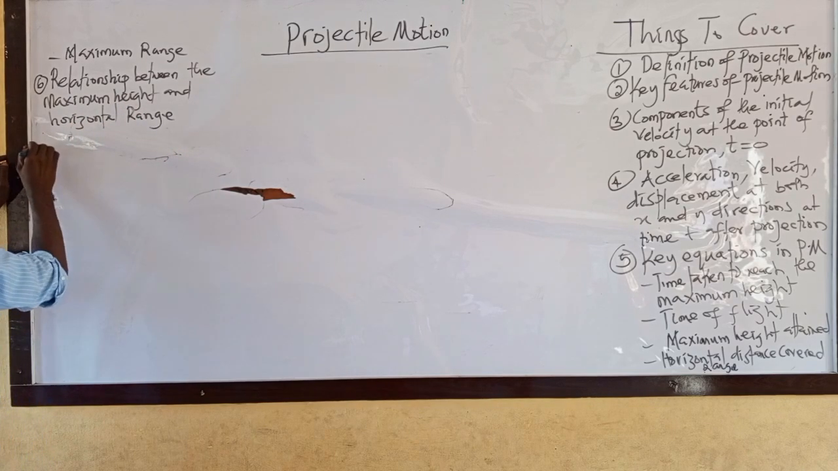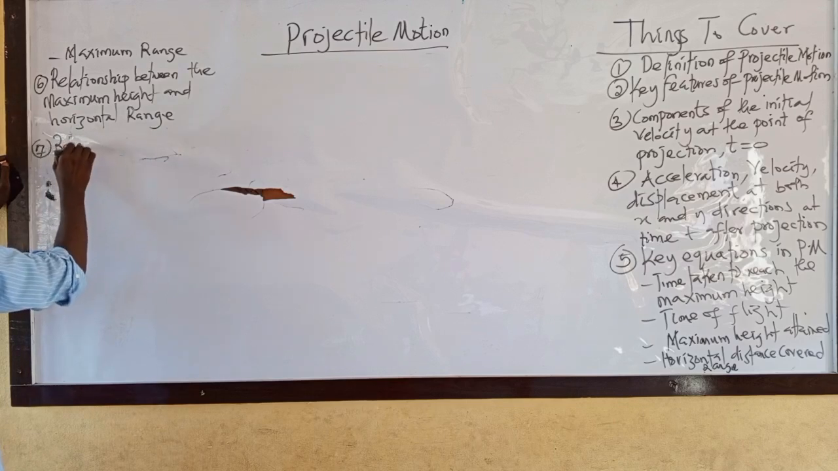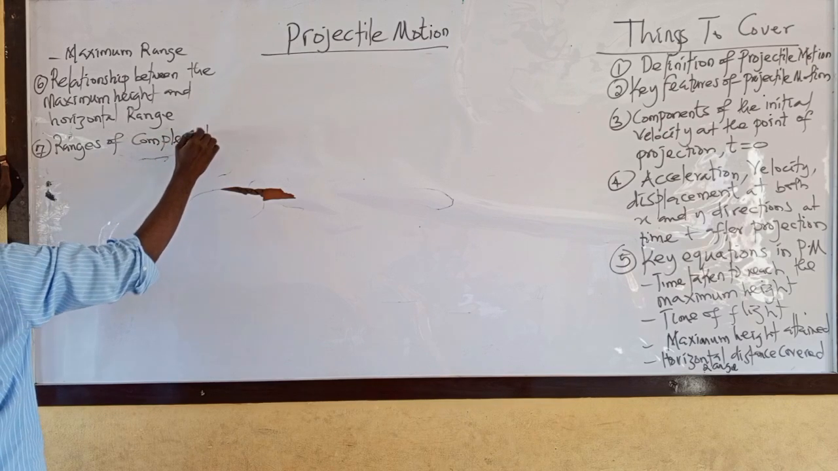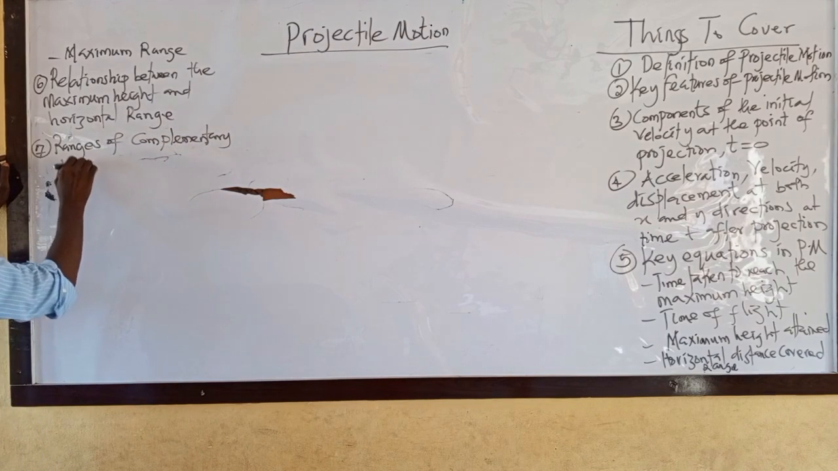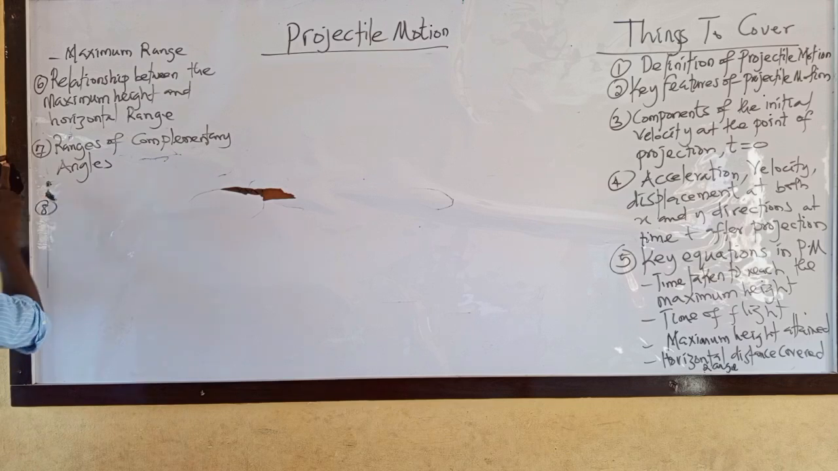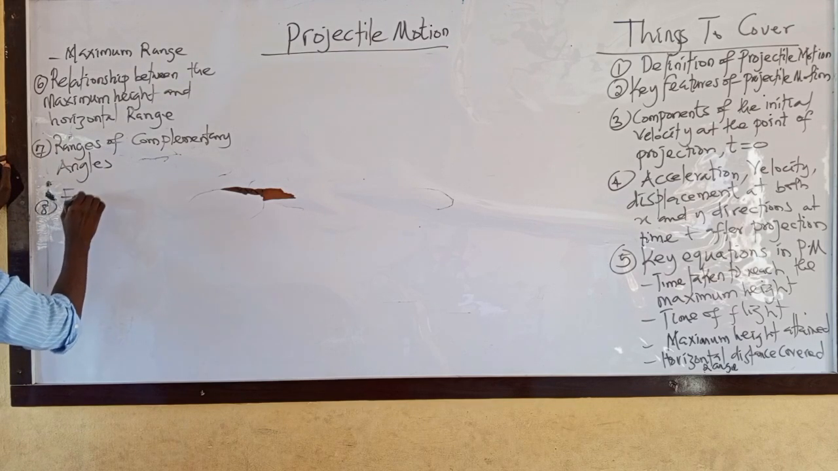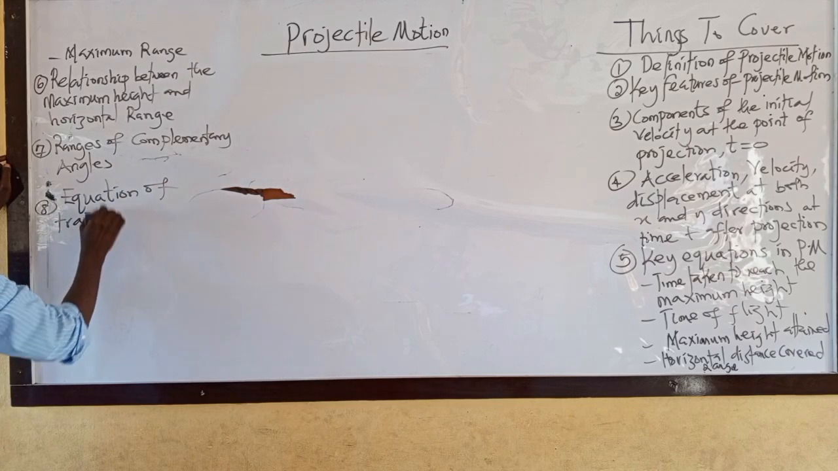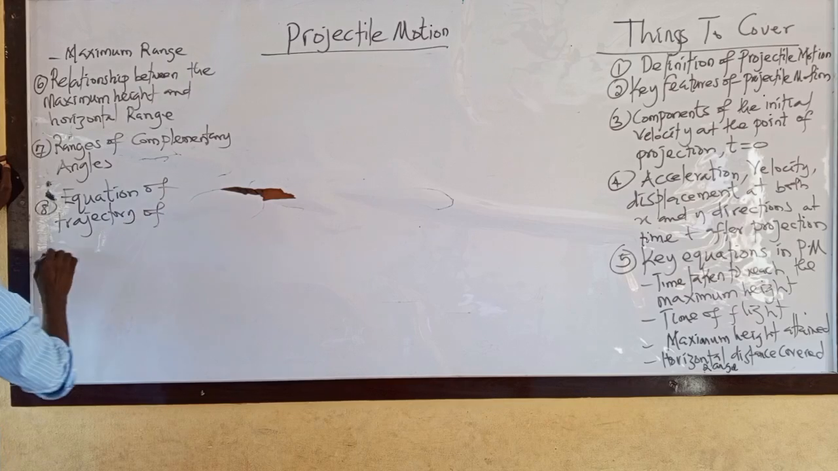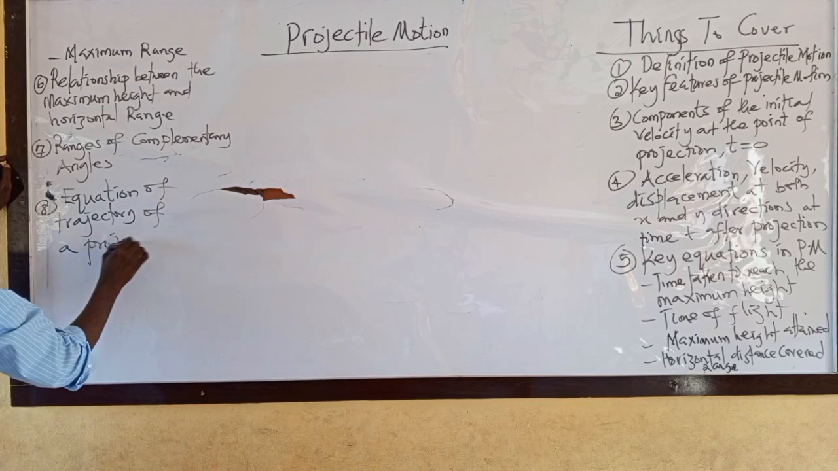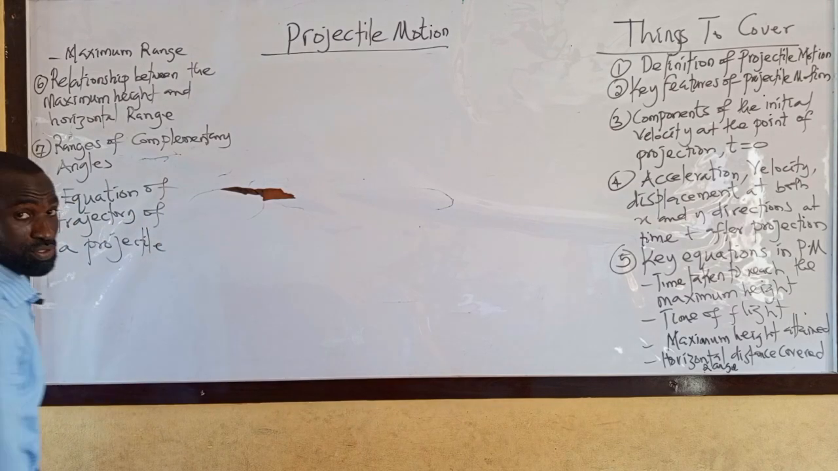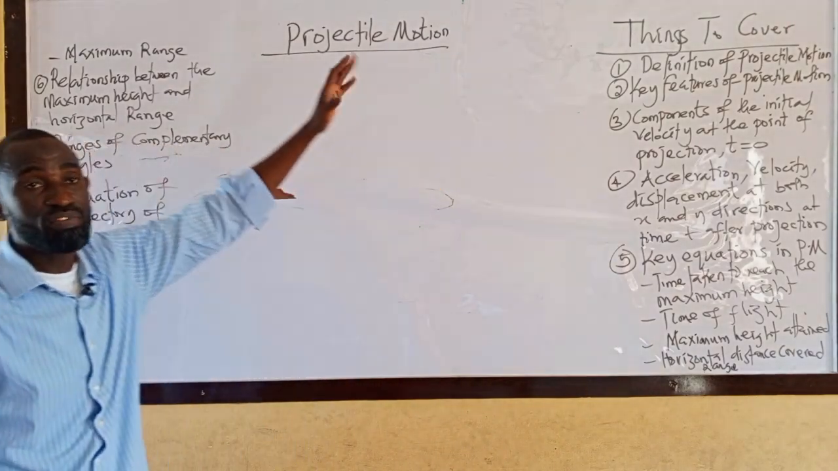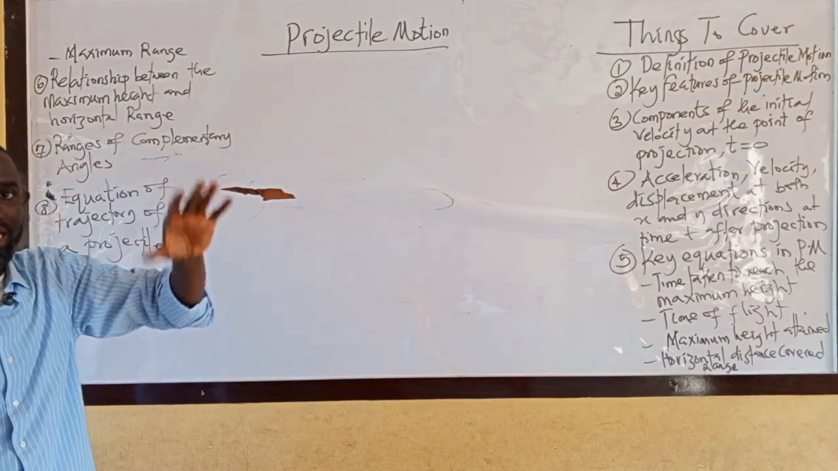Then hereafter we will discuss ranges of complementary angles. Then after this, the last but not the least, I will call equation of trajectory. Equation of the trajectory of a projectile. These are the things that we're going to discuss in this wonderful video. So please, stick around and watch the entire video from the beginning to the end so that you won't miss any part of this.